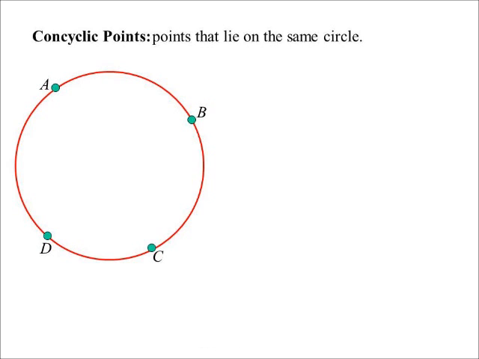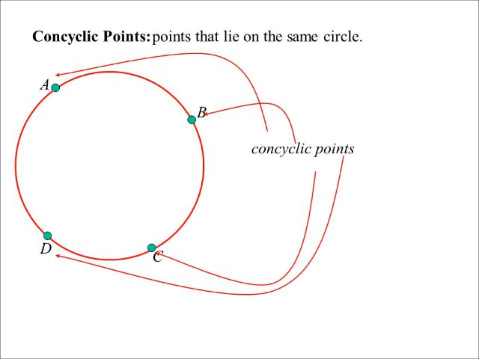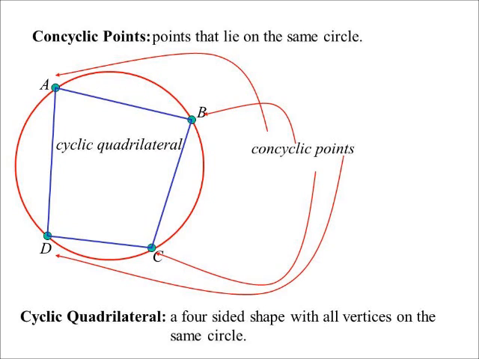Concyclic points. So points that lie on the same circle. There we go, so A, B, C, D are concyclic points. Now these 4 points will create what we call a cyclic quadrilateral. So any quadrilateral whose vertices lie on the same circle is a cyclic quadrilateral.